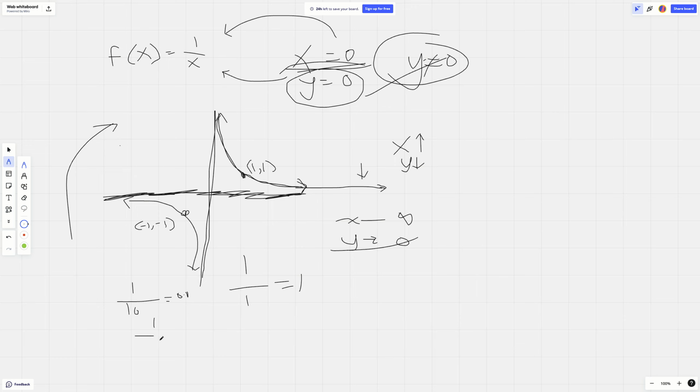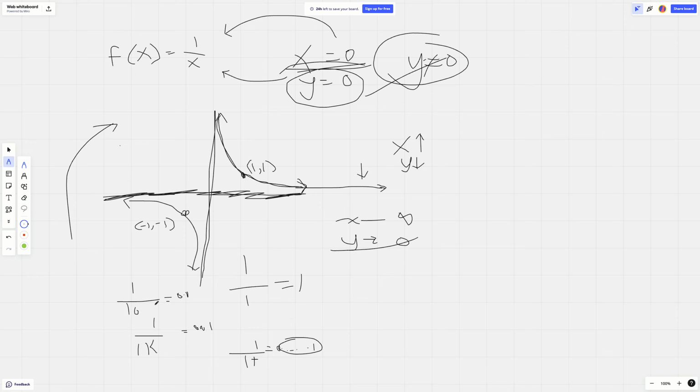What if we had 1 over 1,000? That's 0.001. Okay, that's pretty small. What if we had 1 over a trillion? All of a sudden, that's 0 point a lot more zeros, 1. We have a lot more zeros in this gap. 1 over a trillion is a lot smaller than 1 over 1, or 1 over 10, or even 1 over 1,000.